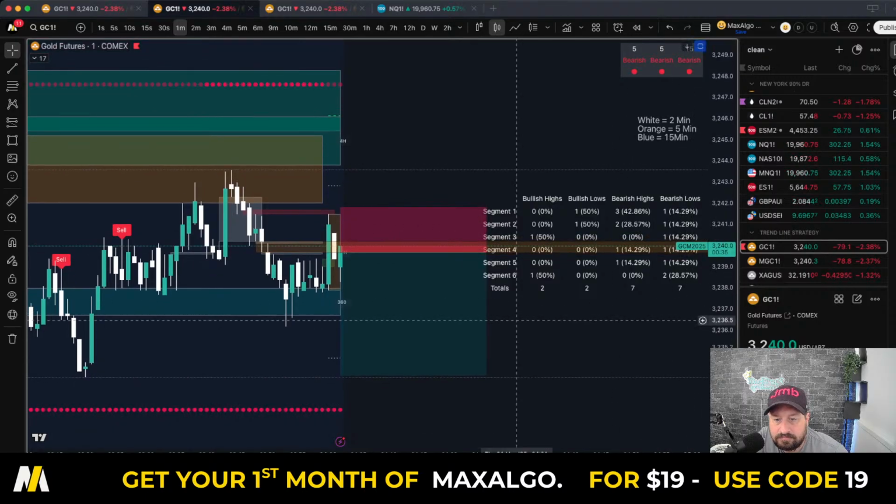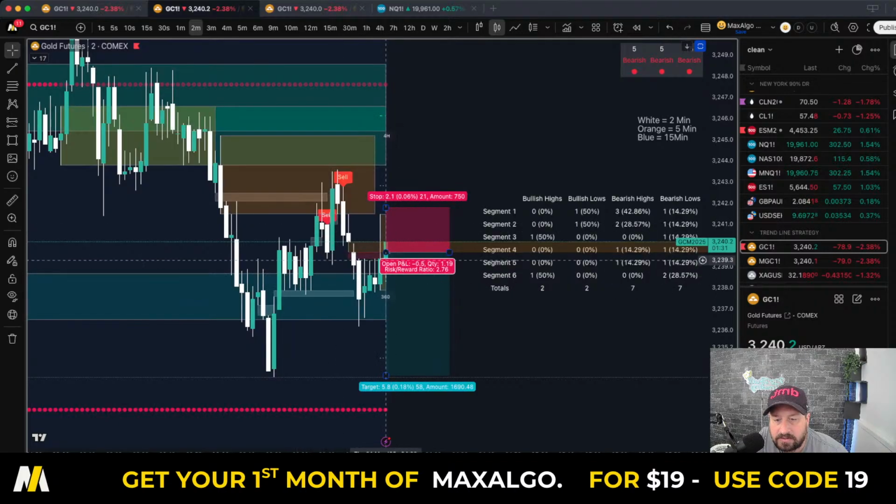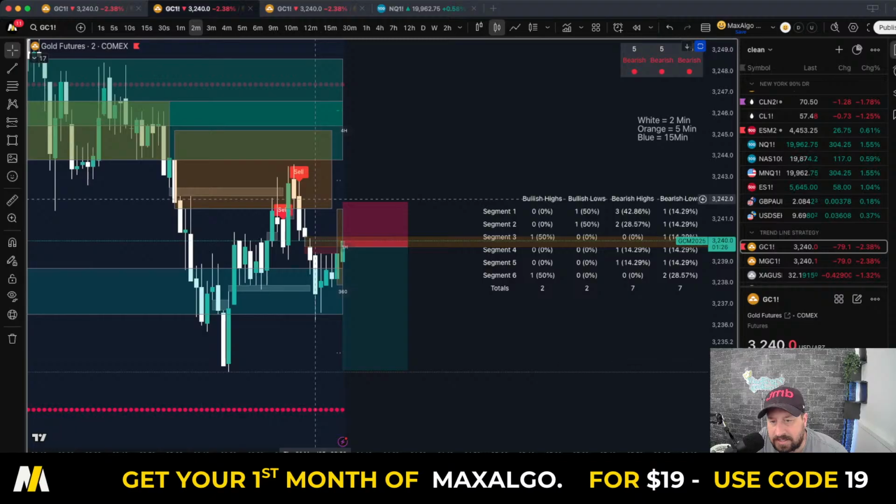It was on the 2 minute, wasn't it? So it was a nice close below on the 2 minute. That's the candle high, so at least a tick above.